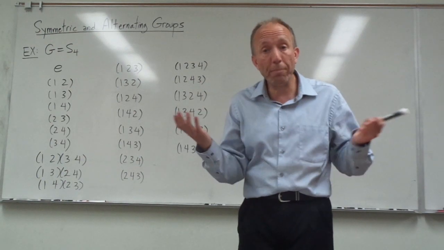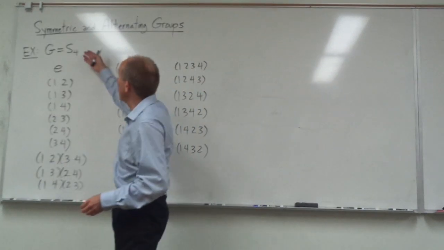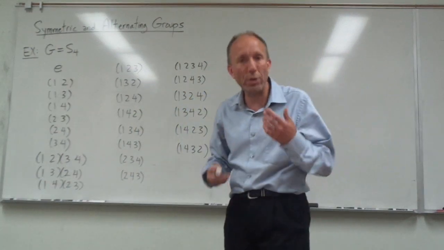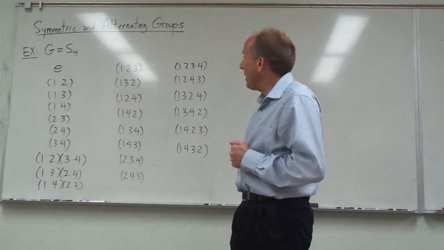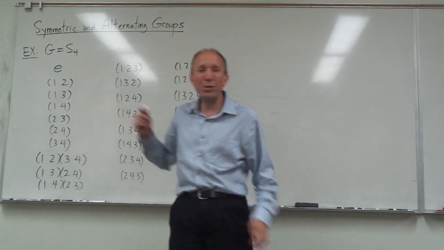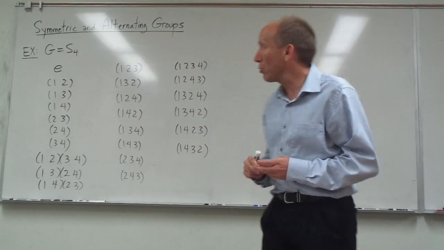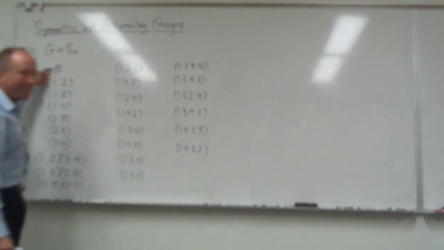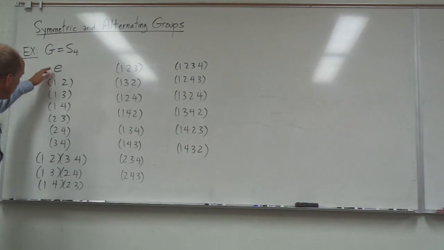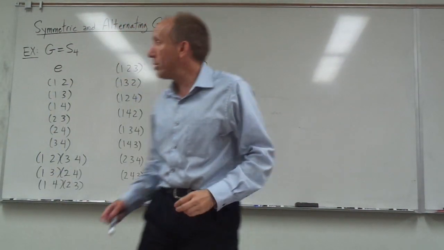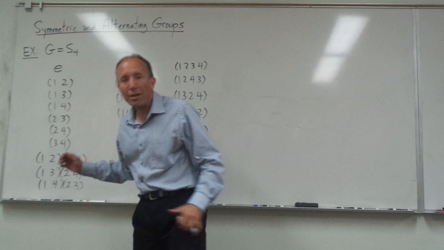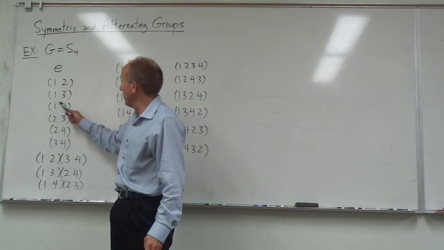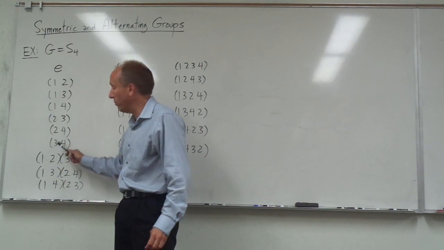So I'm going to just start off by writing out the group S4. This is a good example. It's a group of size 24. And I actually wrote out all 24 elements of the symmetric group on 4 letters right here, starting with the identity element. And in this first column, you notice that all of the cycles that you see here have length 2. So we have (1 2), (1 3), (1 4), (2 3), (2 4), (3 4).